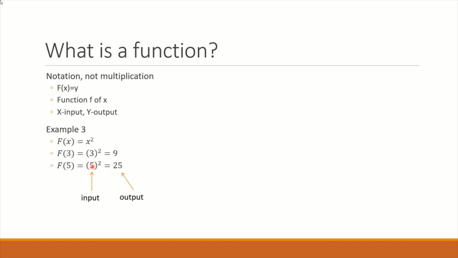So you input 5 for x, replace the x with 5, so it would be 5 squared equals 25, and you get an output of 25. What this means is that your x is 5 and your y is 25. So you can either write this as the point (5, 25) with parentheses around it, or you can write it as f of 5 equals 25.